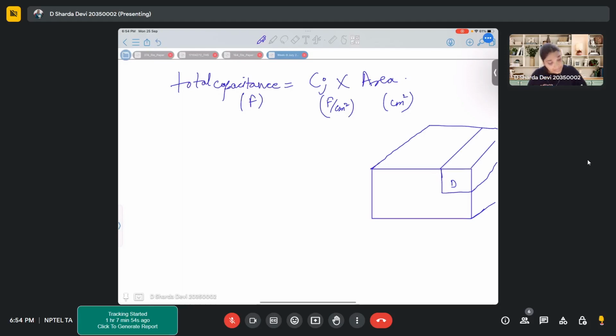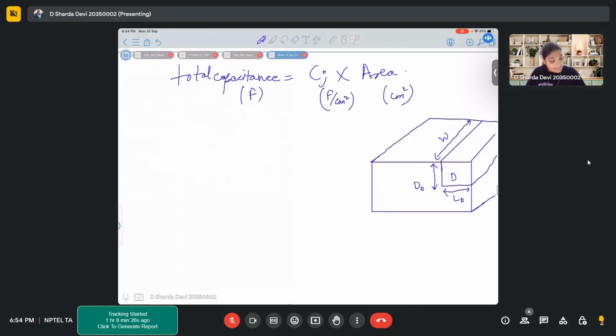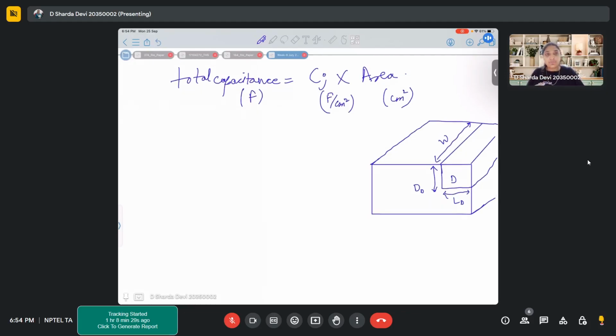This is drain. So this dimension was given as LD. This was mentioned as DD. So DD, LD, this is DD, this is LD. This is W of your transistor, width of the transistor. Correct?